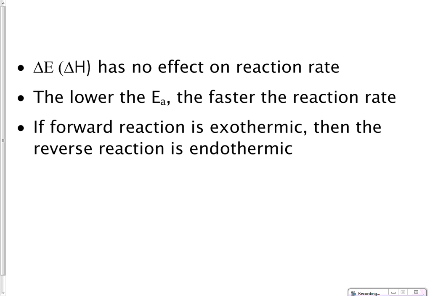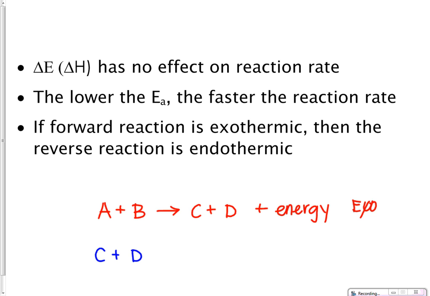And we also know that if one direction of a reaction, like if we looked at A plus B makes C plus D, if we know that releases energy, and we would call that exothermic, then we would know that the reverse reaction, C plus D, would have to add energy to it in order to get the reaction to turn into A plus B. And we would call that one endothermic. And you learned that back in chapter 5. You know that if one reaction in one direction is exothermic, it is endothermic in the reverse reaction.